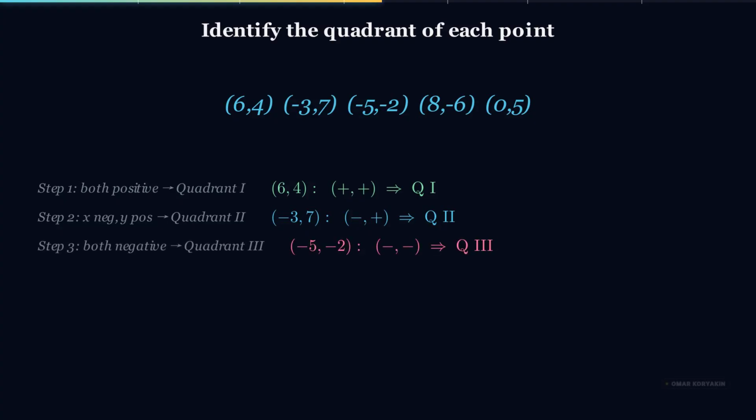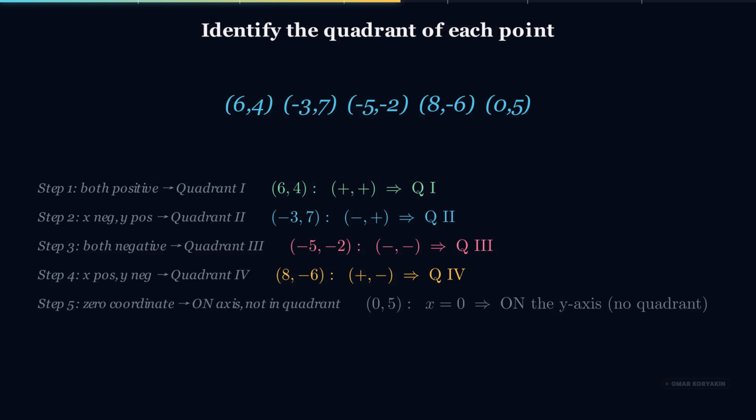The x negative, y positive sign pattern is the quadrant 2 signature. Point 3: (-5, -2). Both coordinates are negative, so the point is in quadrant 3. The x negative, y negative sign pattern is the quadrant 3 signature. Point 4: (8, -6). The x-coordinate is positive and the y-coordinate is negative, so the point is in quadrant 4. The x positive, y negative sign pattern is the quadrant 4 signature.